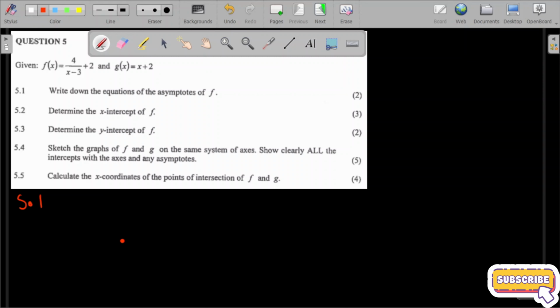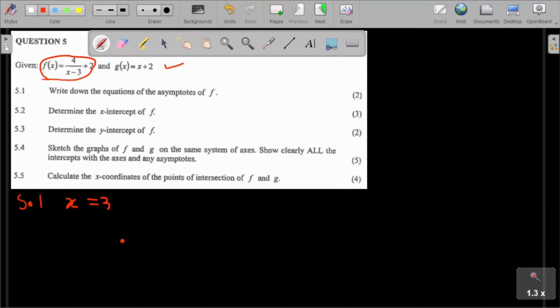Hyperbola functions. We have this function here, which is given as f(x) = 4 over (x - 3) + 2. Now, we have a g(x) here, which is a straight line: x + 2. Now, 5.1, they are saying we must write down the equation of the asymptote of f. So the asymptote of f, the first one, is x = 3.